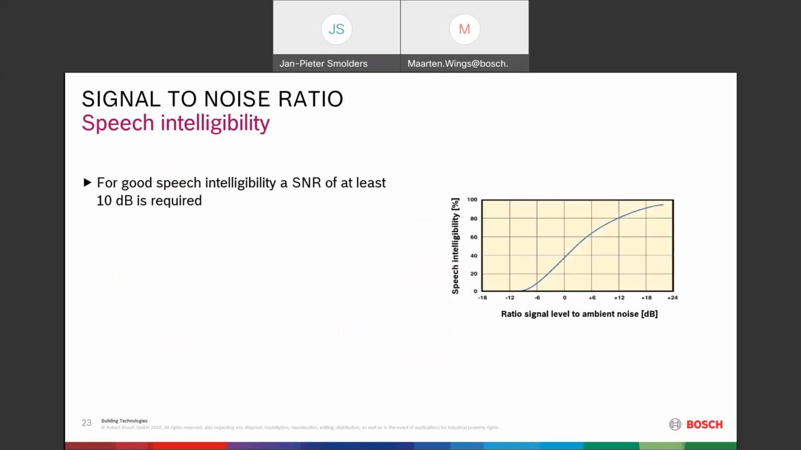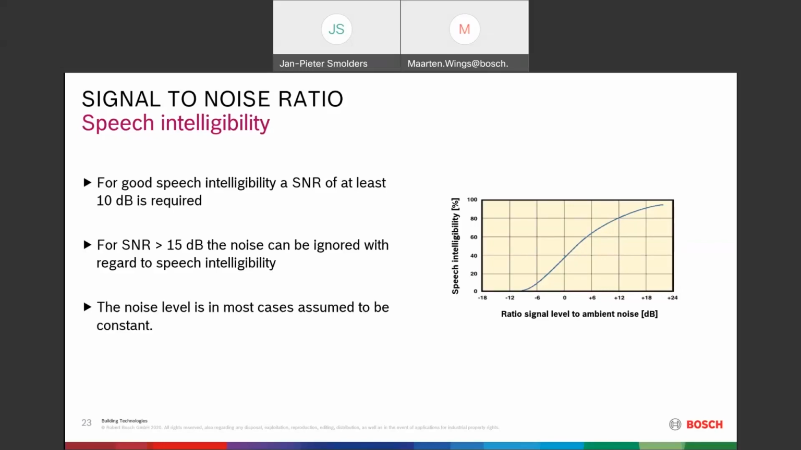Now, for good speech intelligibility, a sound to noise ratio of at least 10 dB is required. That means that the sound coming out of the loudspeakers at listening height, the listening plane, must be 10 dB higher than the noise. If the sound to noise ratio is higher than 15 dB, then the noise has no influence anymore on speech intelligibility, and you can ignore it. So if you can reach that in your environment, then you have very good speech intelligibility.